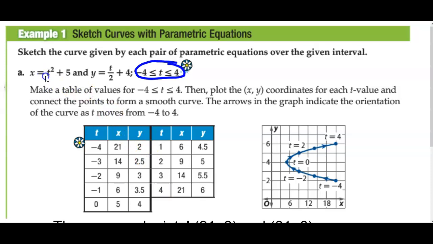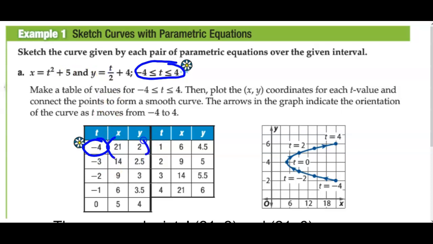Then I put those values of t in to solve for this x. So I squared them all and added 5. -4 squared is 16, added 5 is 21, and so on. Then for the y values, I went back to the t. Be very careful you don't use the x. And I put this t value in. So -4 divided by 2 is -2, plus 4 is 2. -3 into here and here gave me this ordered pair.